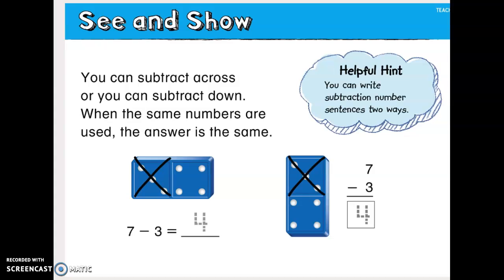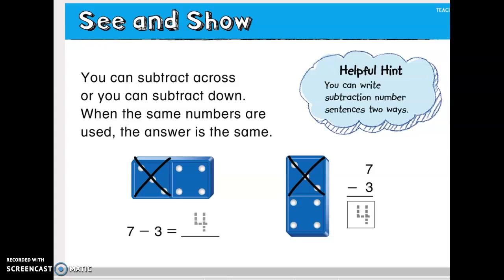It says in the bubble, you can write subtraction number sentences 2 ways. So we can go 7 minus 3 equals 4, and they want you to go ahead and trace that 4. So go ahead and use your pencil to trace the number 4 right here.